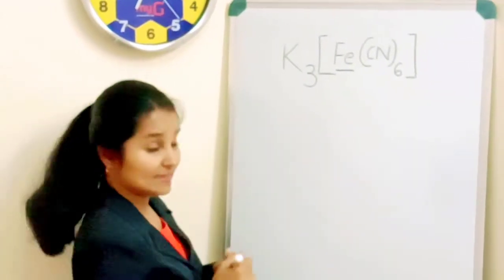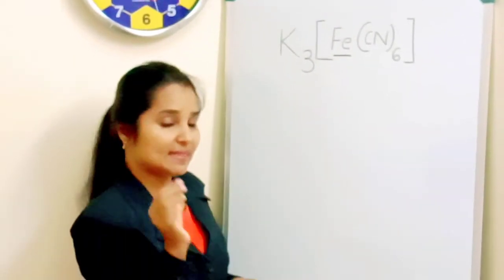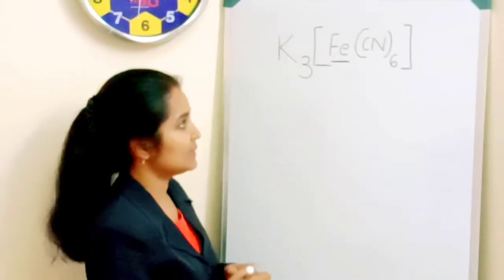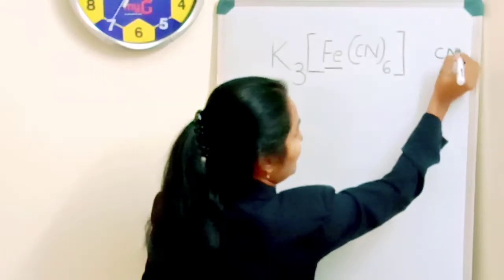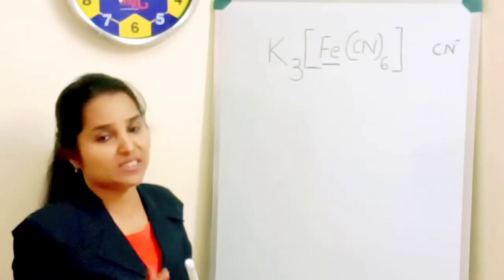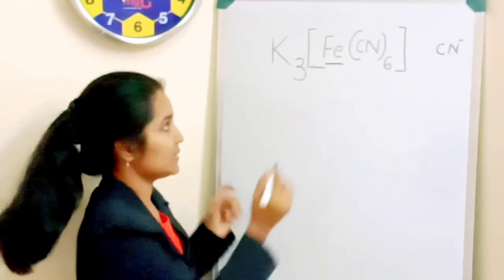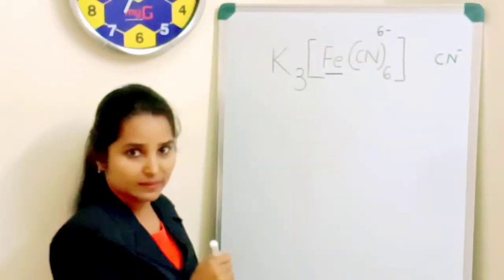So here we can find that very easily. You know the charge on one CN is CN minus. We usually write it as CN minus. That means one CN is carrying one minus charge. So here we have 6 CN. So how many charges? It will be carrying 6 minus charges.